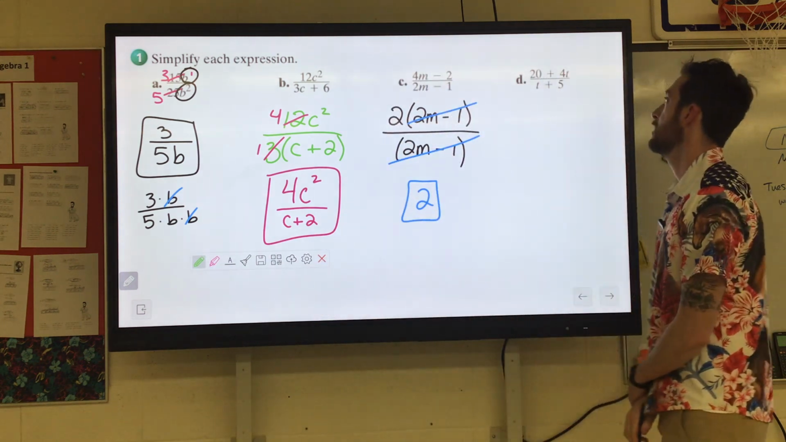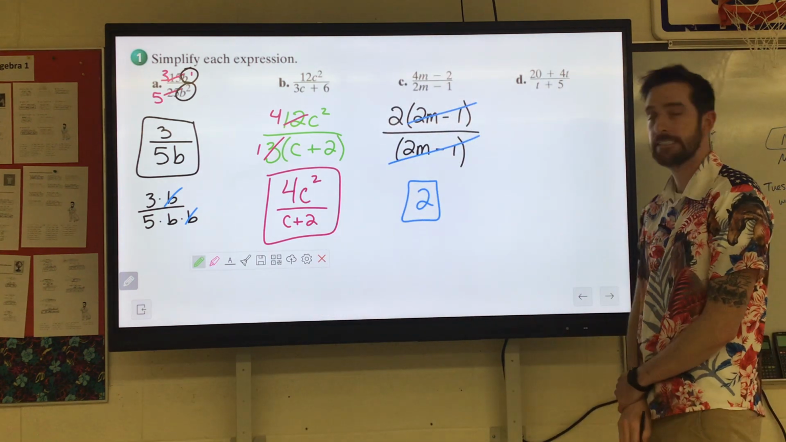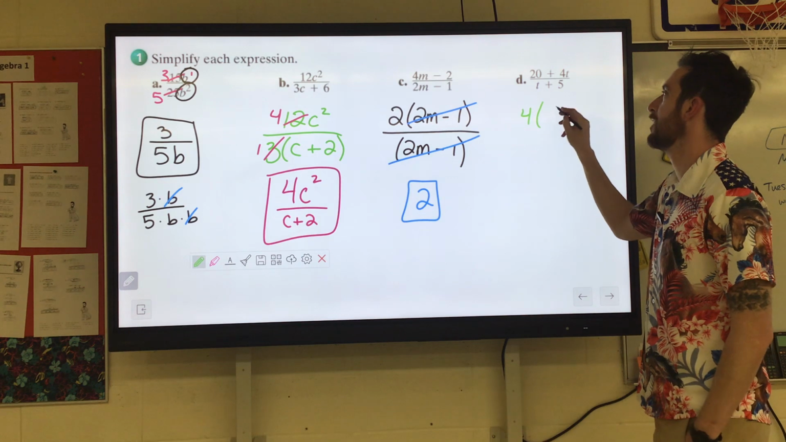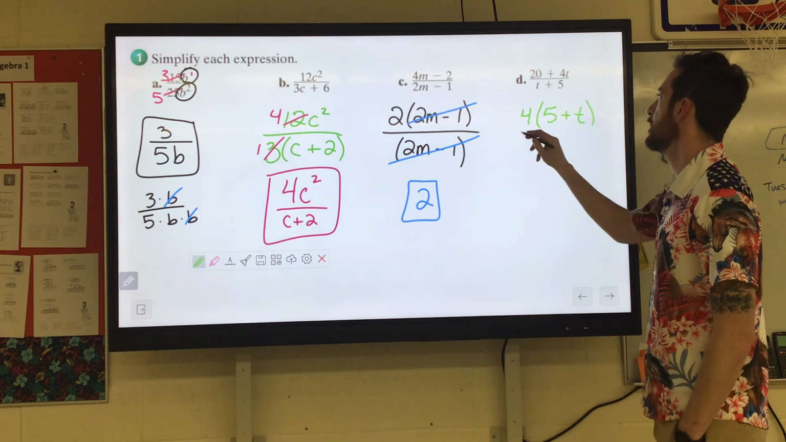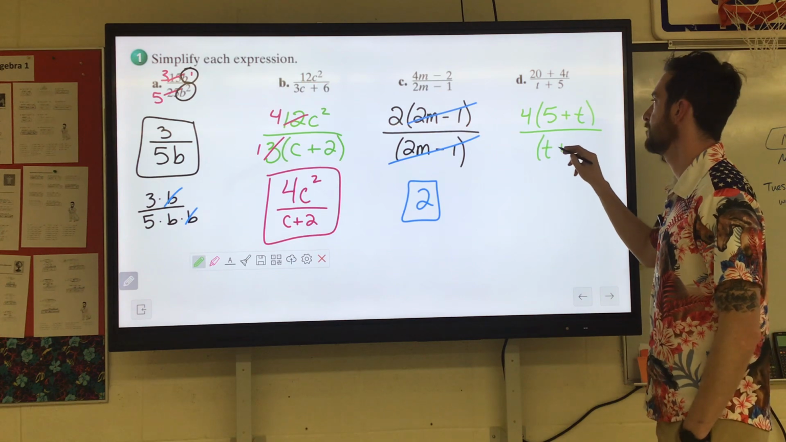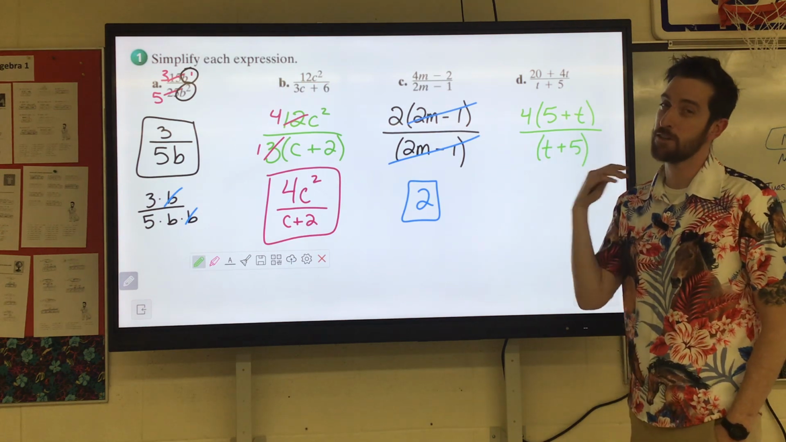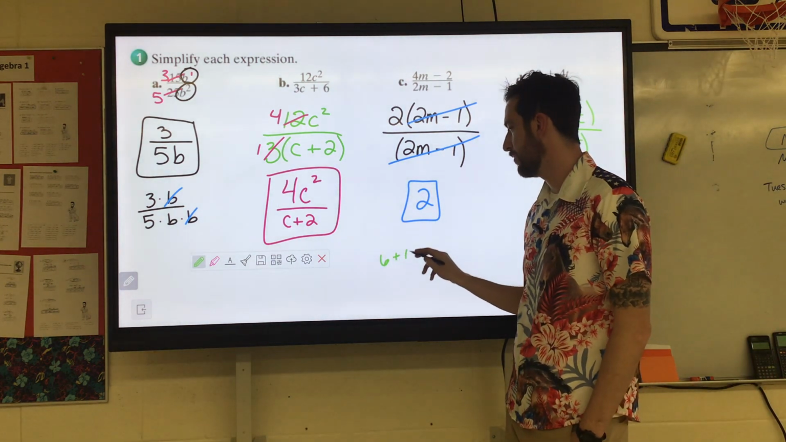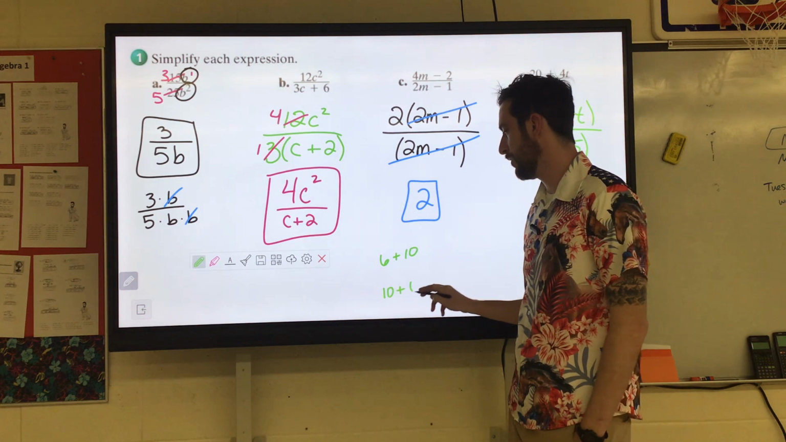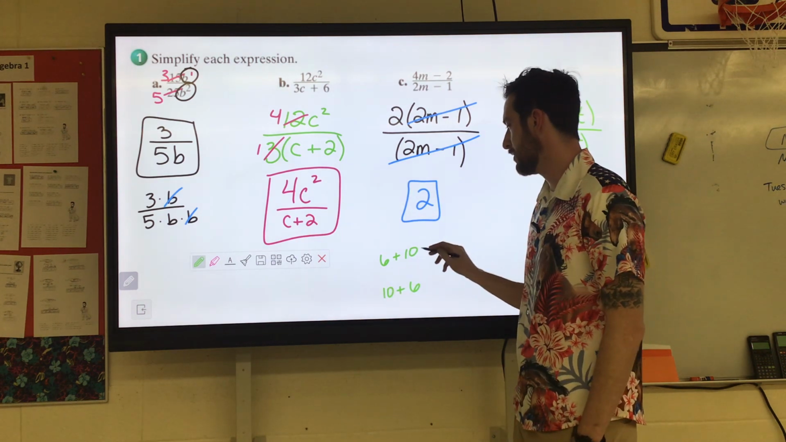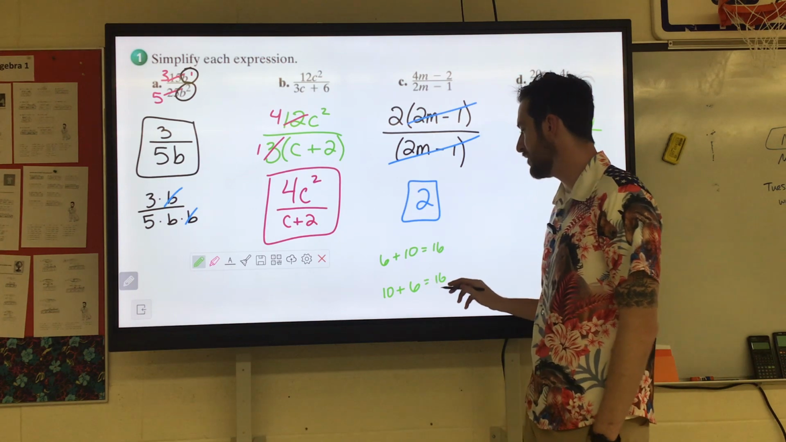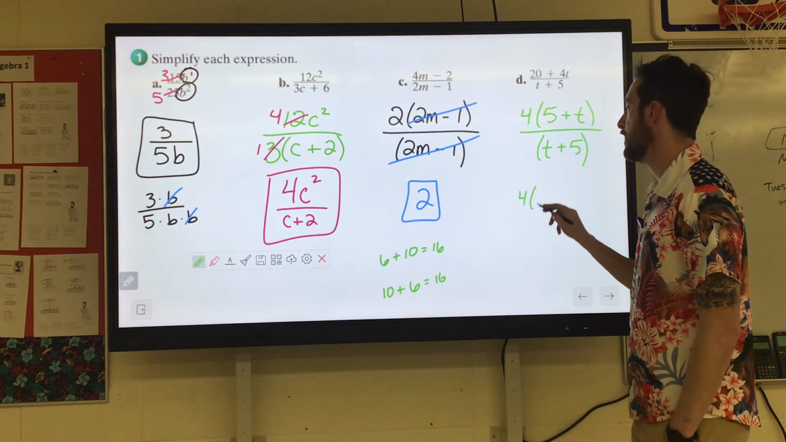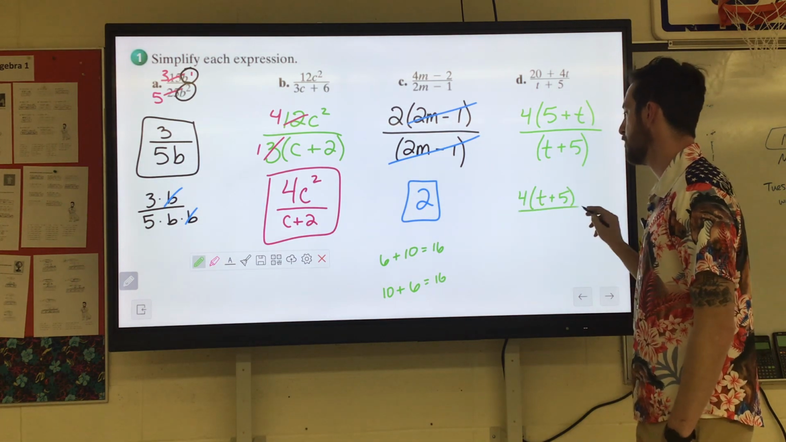And over here, 20 plus 4t. Well, those are both divisible by 4. So if I do 4 times 5 for 20 and 4 times t, now if I look at the denominator, that's close, but just because it's close doesn't necessarily mean it's the same. If I had 6 plus 10, is that the same as 10 plus 6? Yeah, 6 plus 10 is 16, 10 plus 6 is 16. So if it's addition between them, the order doesn't matter. 5 plus t can be written as t plus 5. That is not a problem at all.